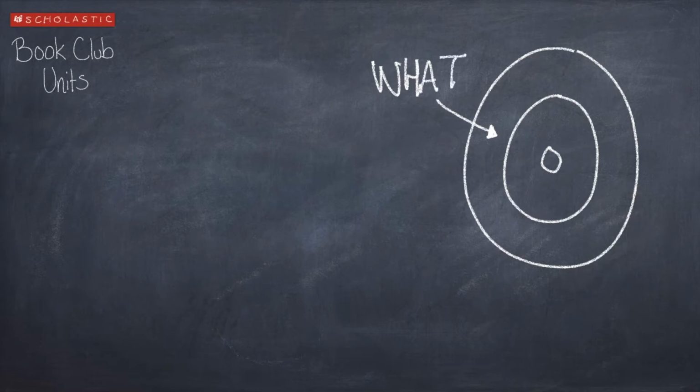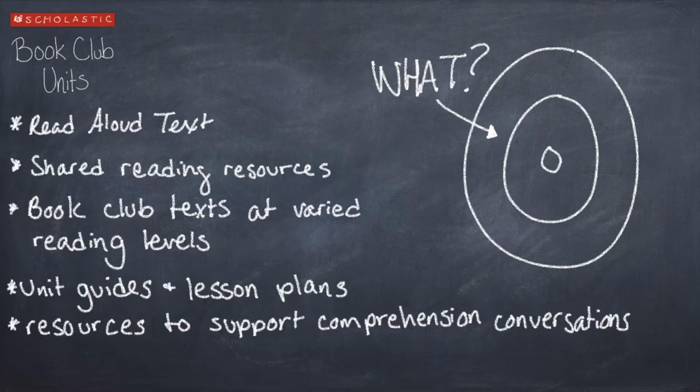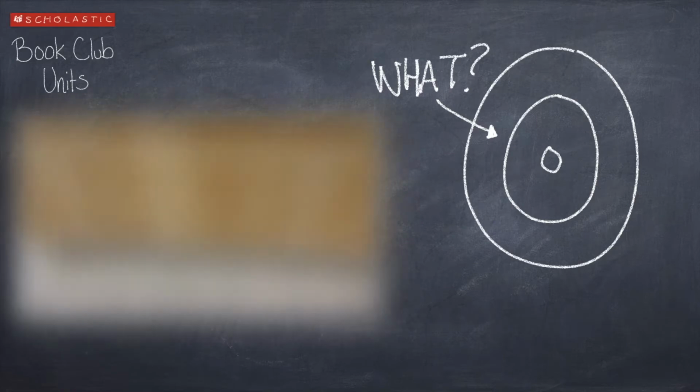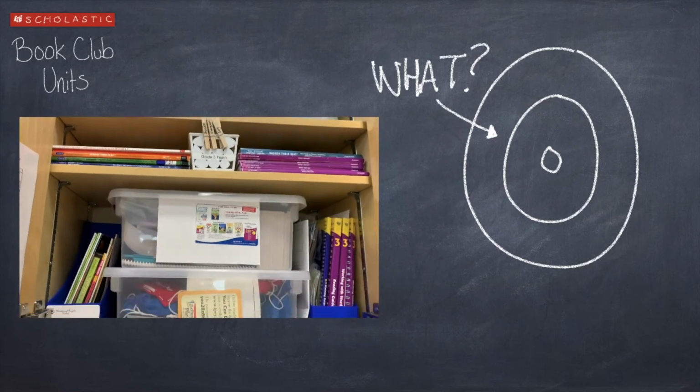The book club units from Scholastic come with several components to the resource, including read aloud text for teachers, shared reading resources, several book club texts at varied reading levels with great titles for students to choose from, robust unit guides and lesson plans to support instruction throughout the book club, and really wonderful either cards or spinners with prompting questions to support discussion in book clubs before, during, and after reading the texts. Let's take a closer look at the resources themselves.